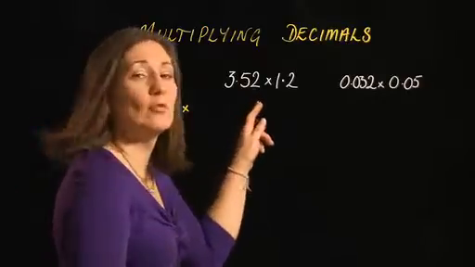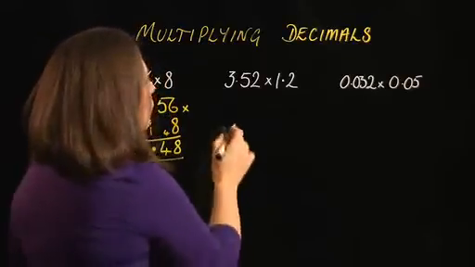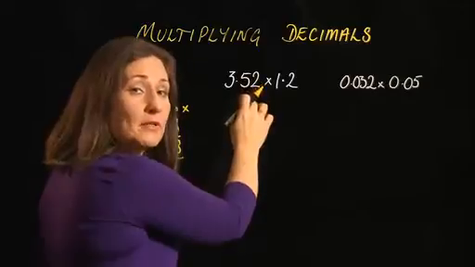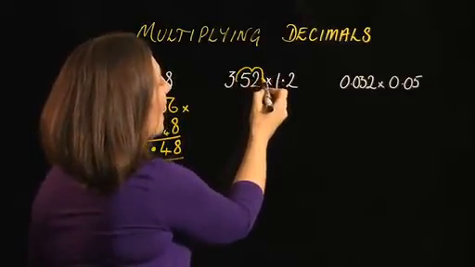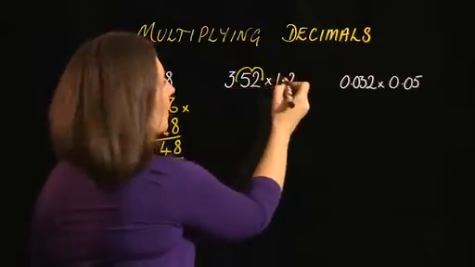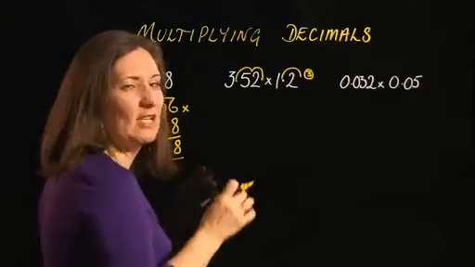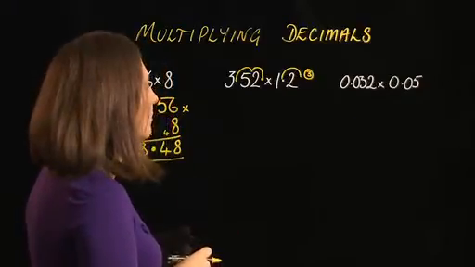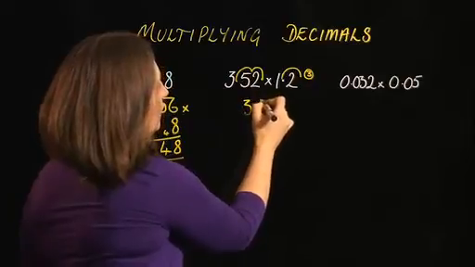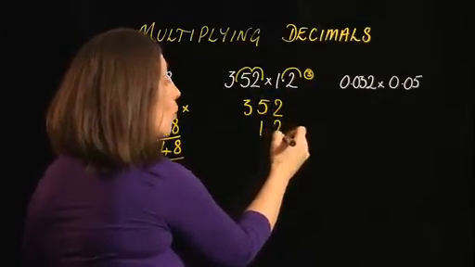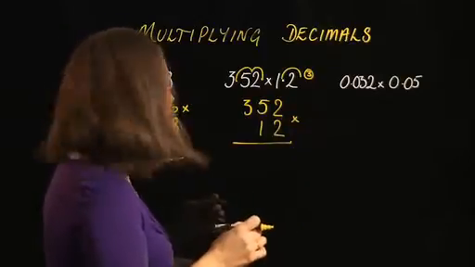Now this one is slightly more complicated. You cannot keep the decimal points in. So what you do is you make them into whole numbers. And to make them into whole numbers, you jump the decimal point out this way. And I've jumped it out a total of 3. So I like to give a little record to remind me that it was 3 jumps. I've now got 352 times by 12. Now this is a long multiplication, so be careful.